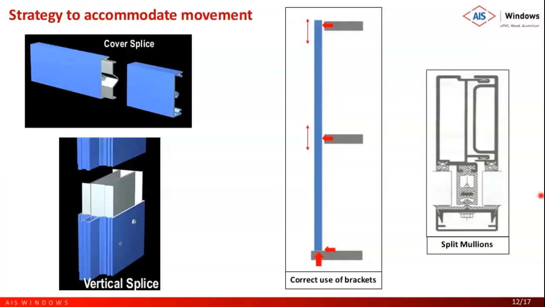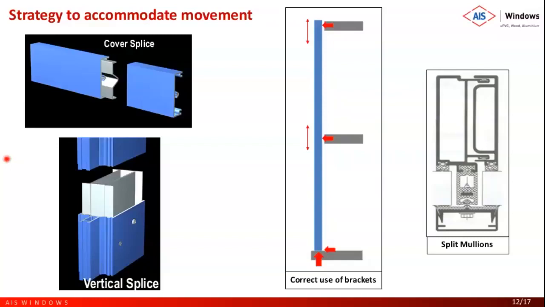Next thing which is commonly used for large glazed stick curtain wall is split mullions, used at every 20 feet to 30 feet distance. In the last slide I mentioned the things we need to worry about are build up of tolerances and build up of expansion. So build up of expansion can be accommodated here. Split mullion is another technique used for accommodating movement.